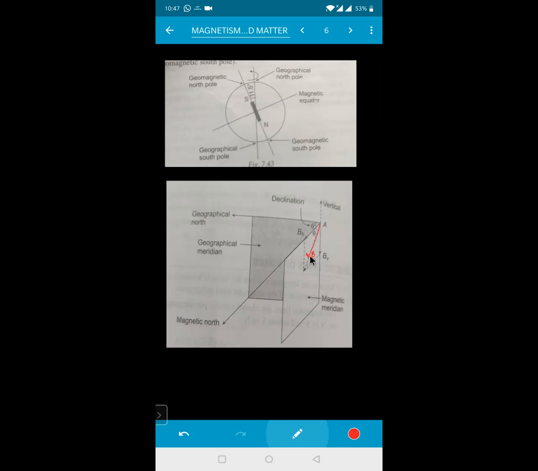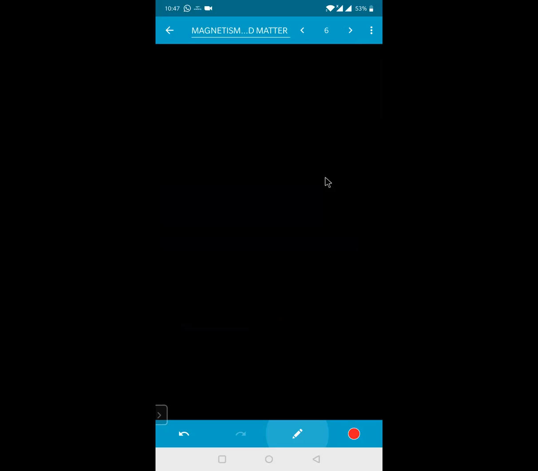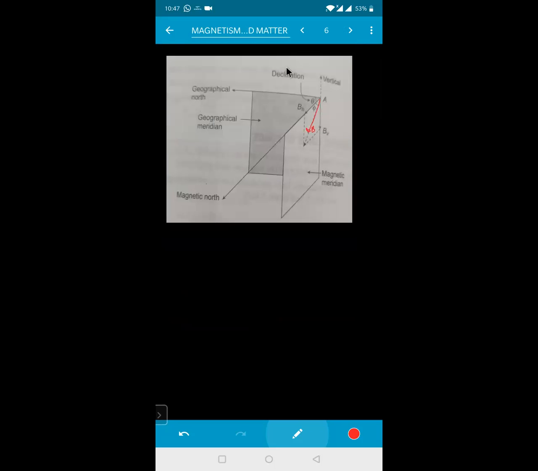Now see, in this one, if I write the value of BH, can you tell me what it will be? If I resolve this B into components, BH will be equal to B cos phi. What is phi here? Phi is known as the angle of dip. B is the Earth's magnetic field.